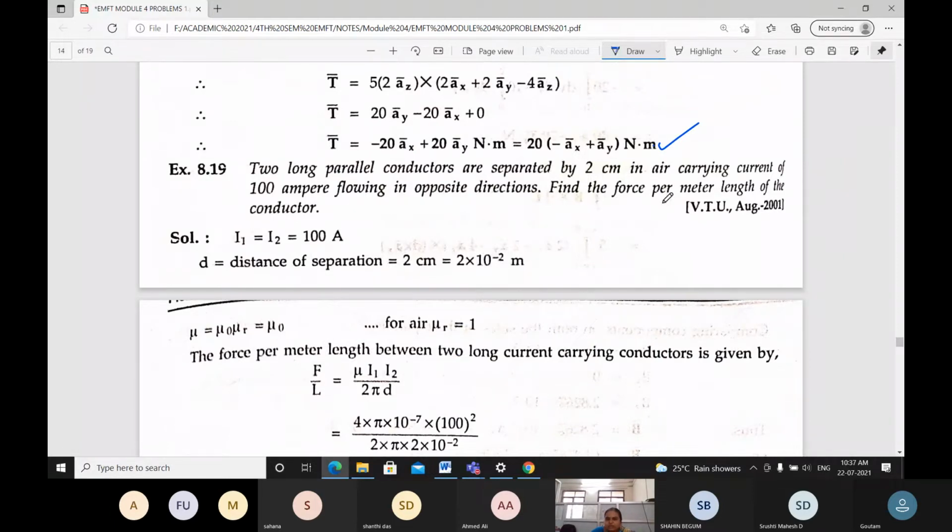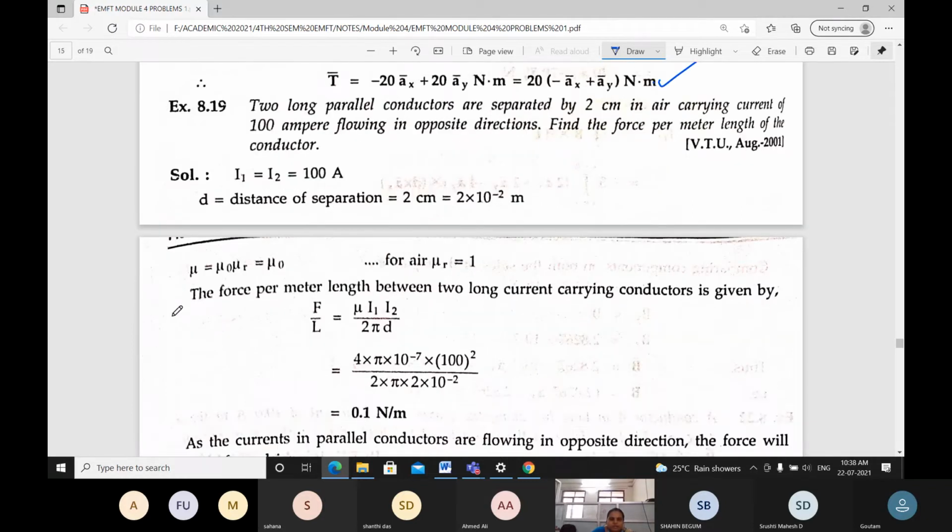Find the force per meter length of the conductor. What is given? There are two parallel conductors separated by 2 centimeters, and the current each is carrying is 100. Therefore, I1 and I2 are 100 amps. The separation between the two parallel lines is 2 centimeters, therefore I can write 2 into 10 to the minus 2 meters.